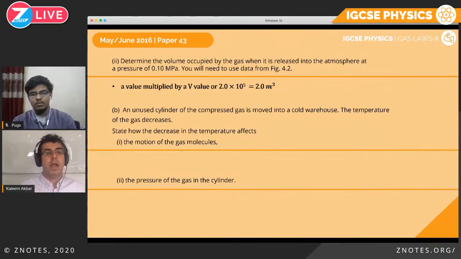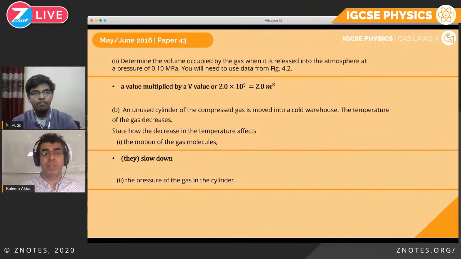Okay, next, an unused cylinder of the compressed gas is moved into a cold warehouse. The temperature of the gas decreases. State how the decrease in the temperature affects the motion of the gas molecules. Again, hopefully from the lesson we did previously, you'll understand that kinetic energy is related to temperature. So the smaller the temperature, the less kinetic energy the molecules have. In other words, they slow down.